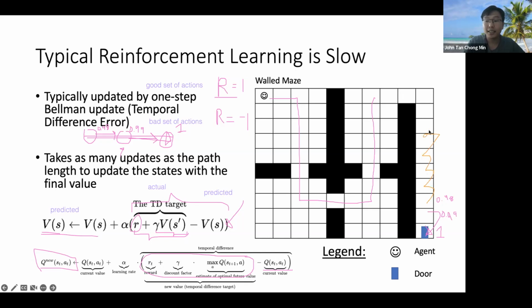Every time you update is like one episode, unless you do some form of replay. So this is very inefficient, right? You can see that the number of squares you need to update is basically proportional to the number of episodes you need to run. So it's no wonder why reinforcement learning agents learning how to walk need millions or billions of time steps. It's understandable, because if you want to backpropagate this value function from the good state all the way to the back, you will need a lot of updates. These updates typically take as many updates as your path length, and it's very inefficient.